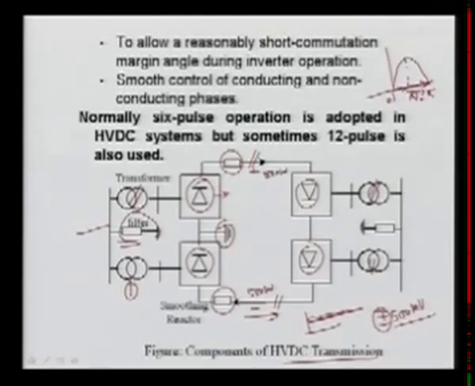So for inverter operation, we normally use the advance angle and fire so that alpha should be more than 90 degrees. For rectifier operation, this should be less than 90. Before that, the thyristor must be off, otherwise the negative polarity will appear and it may again start conducting. So we should have some margin, which is called the commutation margin angle during the inverter operation.